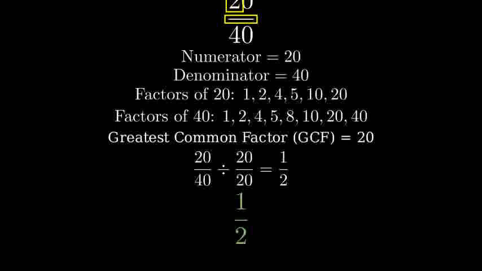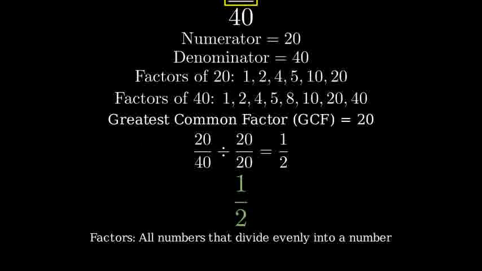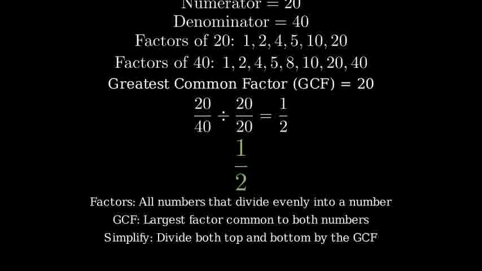In summary, we went through the steps of simplifying a fraction by finding the greatest common factor and dividing both the numerator and the denominator by the GCF. Factors of a number are all the numbers that divide it evenly with no remainder. The GCF is the largest of those numbers. Then you use this largest number to divide both the top and the bottom of the fraction, allowing the fraction to be simplified into its simplest form.